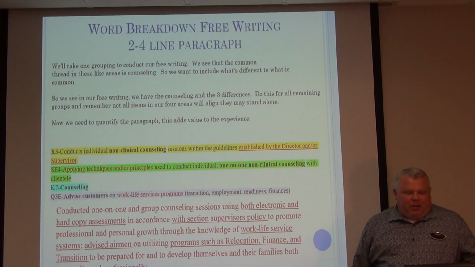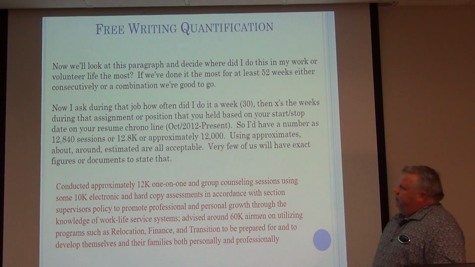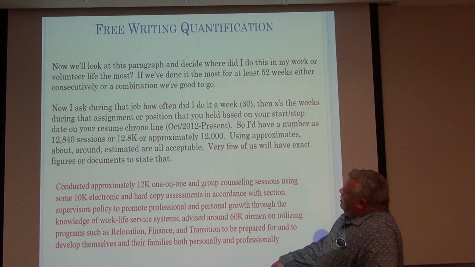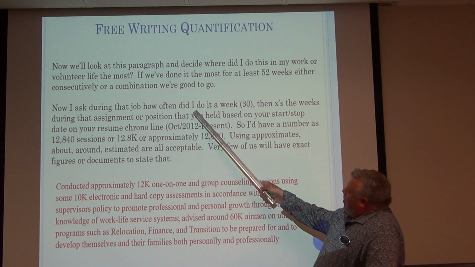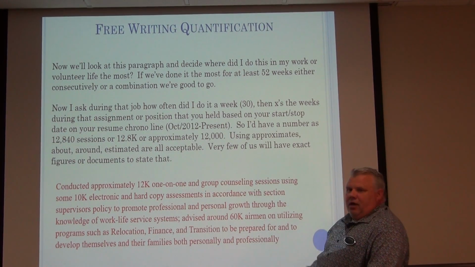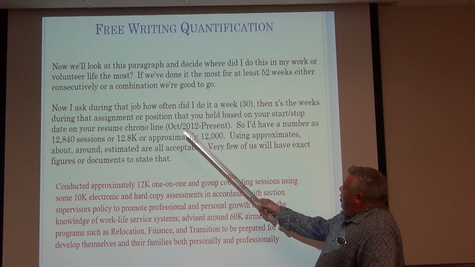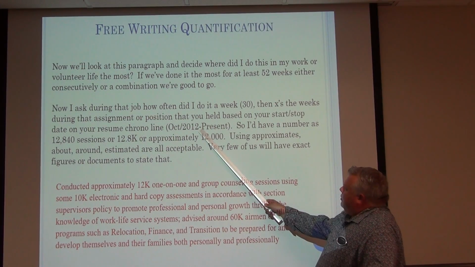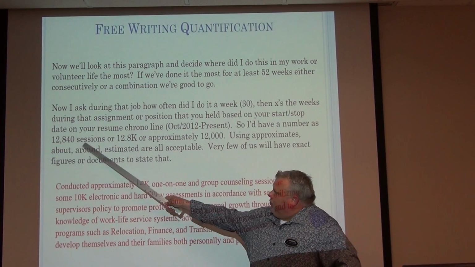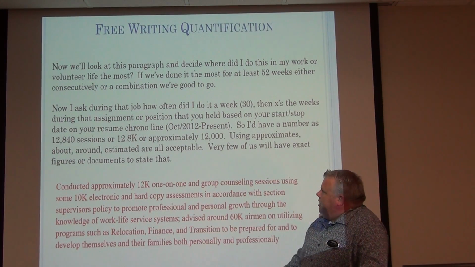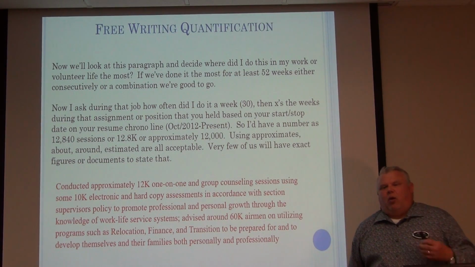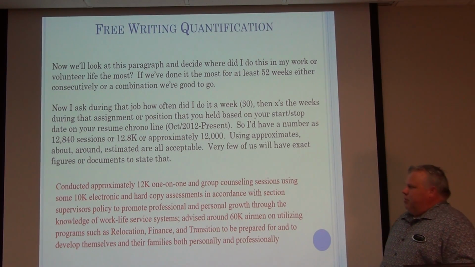But you know what would make it better? Would be to quantify it. So now I need to come back and restructure it a little bit. Now I'm asking of that job, how often did I do it? Remember, I'm looking at my chronological period, and I'm going, where do I have it? Okay, this is where I had it, October 2012 to present. And I can say that I have a number as 12,840 or 12.8K or approximately 12,000. It's great to use those words approximate, about, around, those types of things are totally fine.